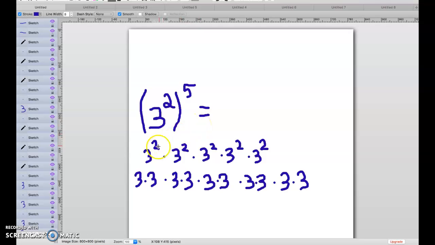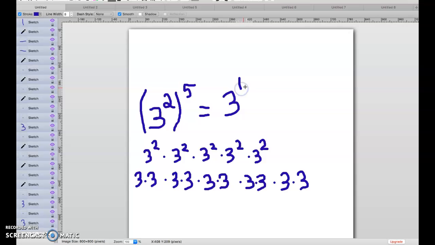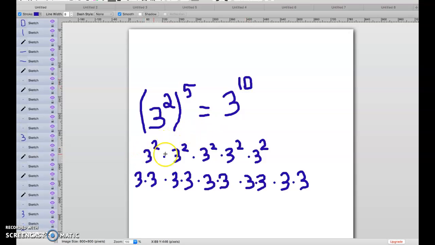Let's keep thinking: 3 to the power of 2, what does that mean? That means 3 times itself 2 times. So each 3 to the power of 2 is 3 times 3, and we have five of those. So this is 3 to the power of what? How many 3's are we multiplying together? 1, 2, 3, 4, 5, 6, 7, 8, 9, 10. So 10.